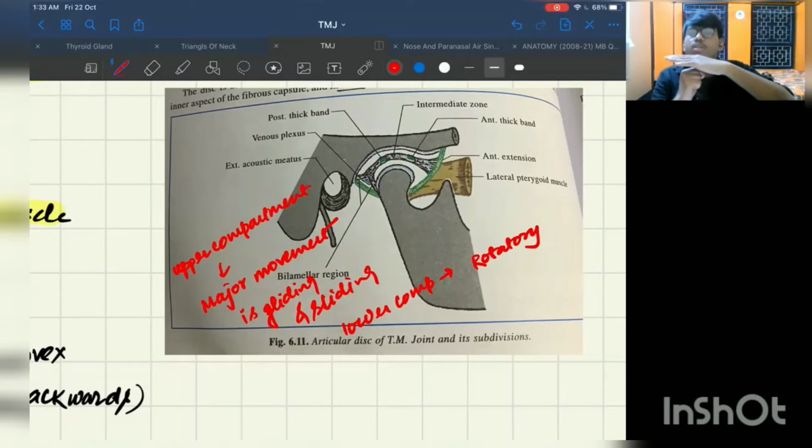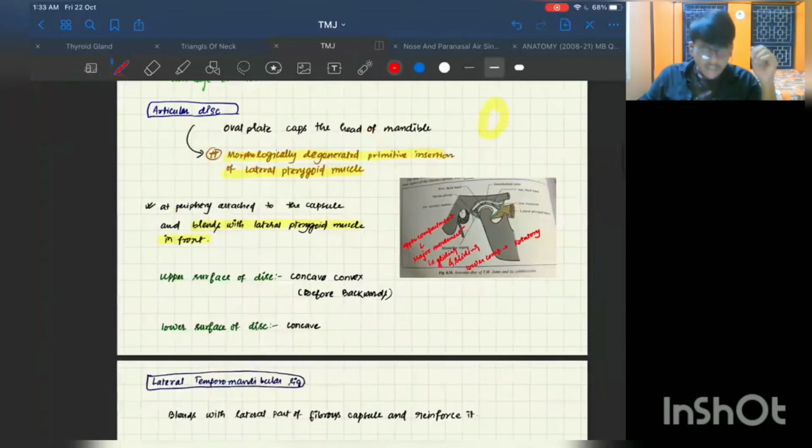But when we are talking about the rotatory movement, that is elevation and depression of the mandible, as when we close and open our mouth, elevation during closure of the mouth and depression during opening of the mouth, those movements are done in the lower compartment, right? Then the upper compartment is fixed and the movement is done in the lower compartment, right? So this was about the articular disc.